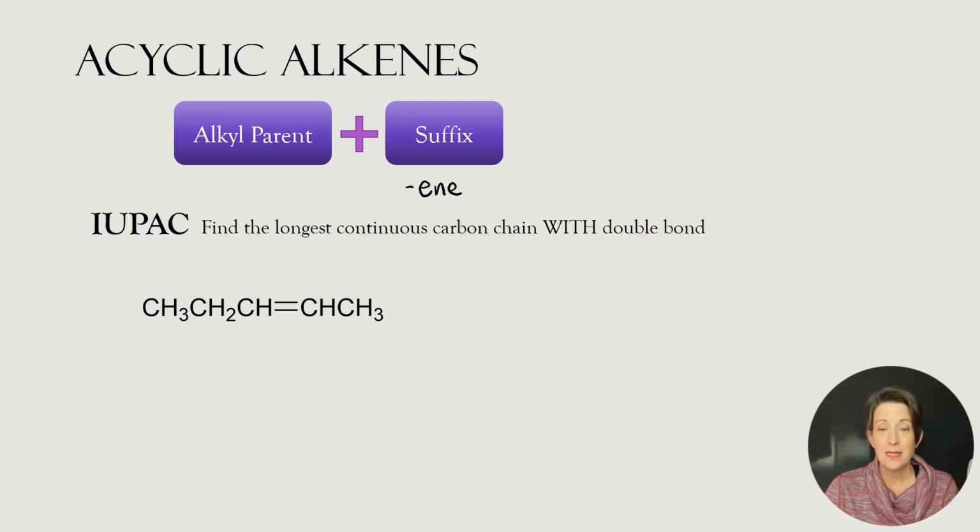We want to find the longest continuous parent chain that has the double bond in it, because the double bond takes priority over carbon single bonded to carbons. We only have one chain here because you got to start easy before we get complicated. So as we go across, we have our 5 carbons. So we know at this point that 5 is pent. There's now a new bonding pattern, and that is that double bond, which will then give us that new suffix, ene.